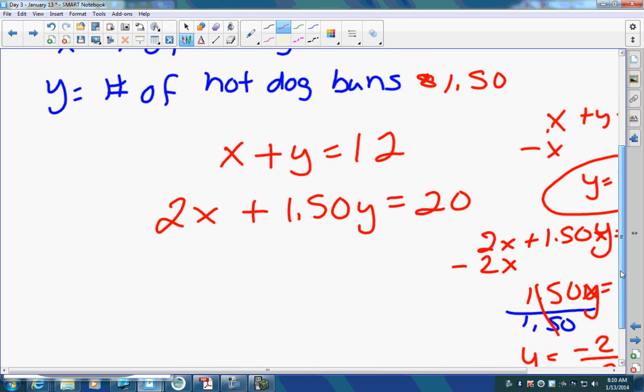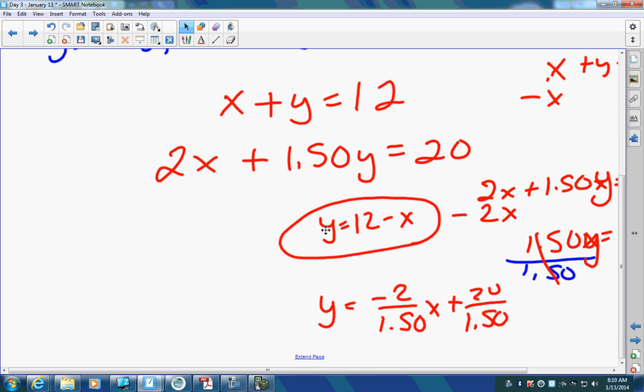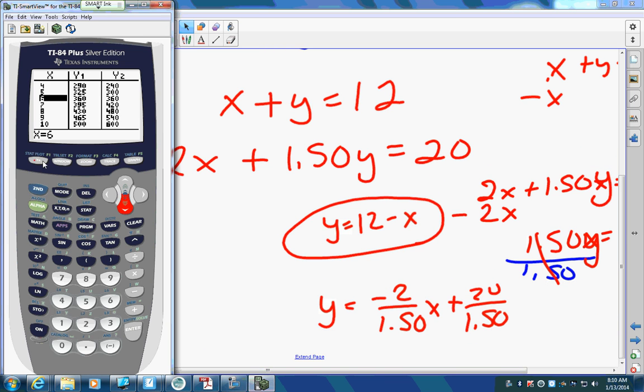And it's probably going to be weird, so you guys might have to help me here. And well, there we go. I can move it over. So I go into y equals, and I'm going to put in there 12 minus x. And in y2, negative, oh, no. Here's the deal. When you have those fractions, put them in parentheses. Negative 2 divided by 1.5, parentheses x, plus, I'm going to put parentheses 20 divided by 1.5. I'm not even going to reduce my fractions. I'm just going to put it in there like that.